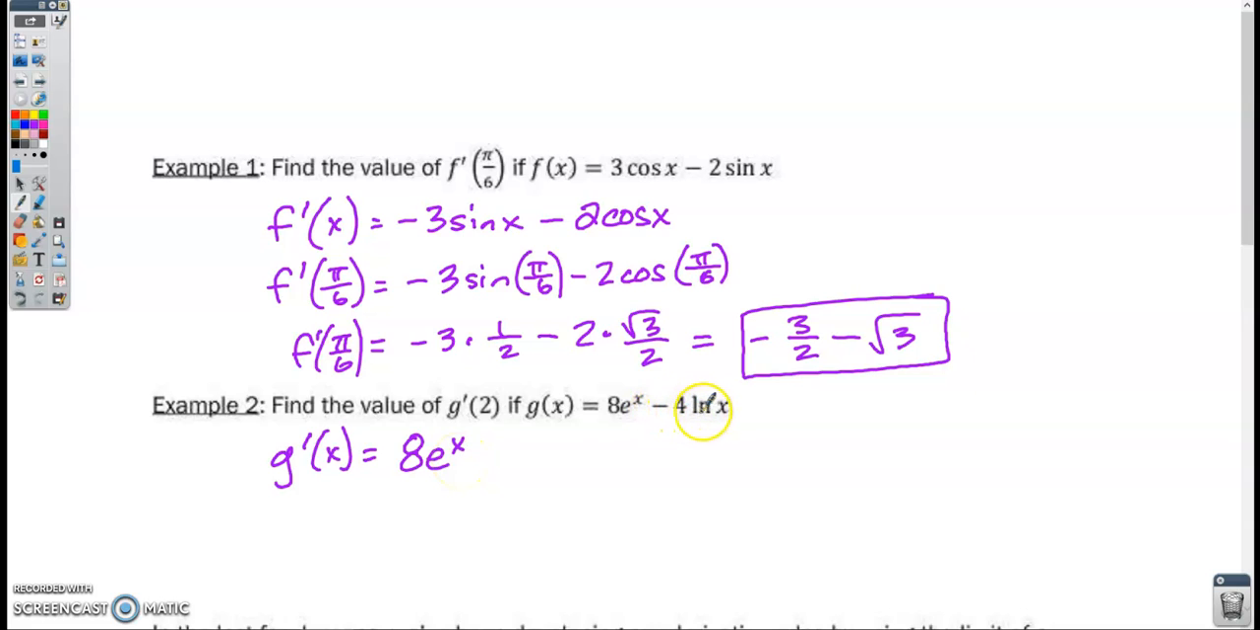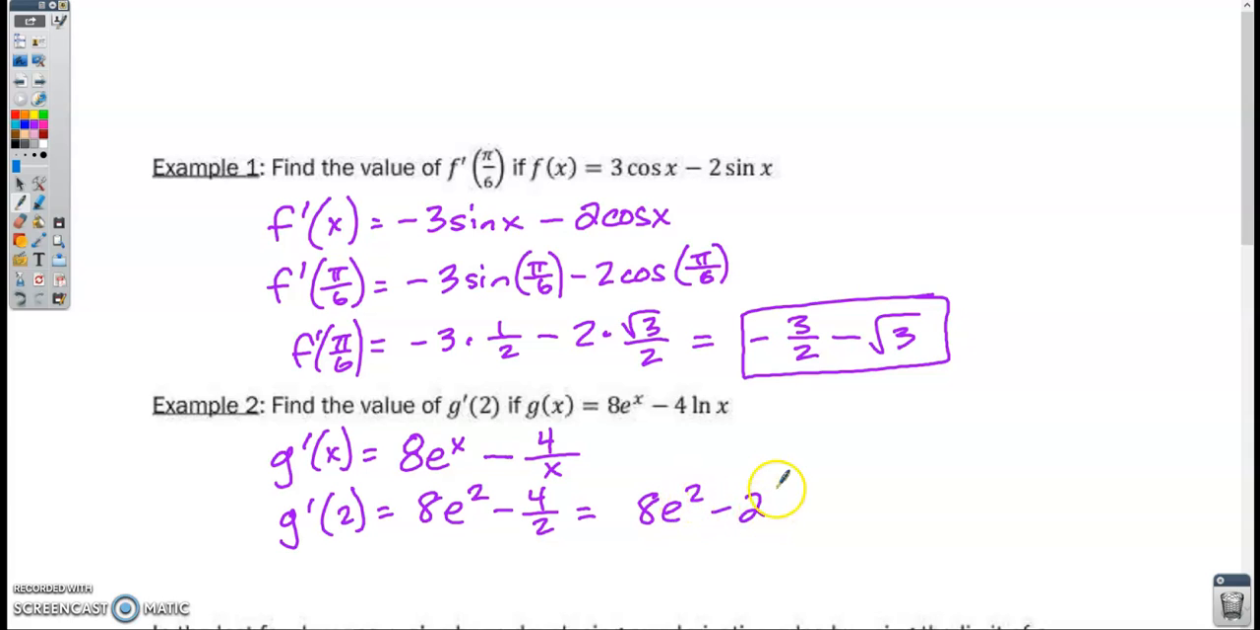Minus 4 times the natural log of x. So we take the derivative of this. We've got a minus 4. That's a constant multiple. And the derivative of the natural log of x is 1 over x. So that's just going to be minus 4 times 1 over x, which is minus 4 over x. And so then g prime of 2, we just substitute 2 in here. And we end up with 8e squared minus 2 as our final value for g prime of 2.